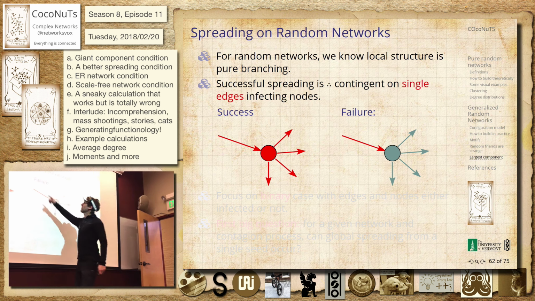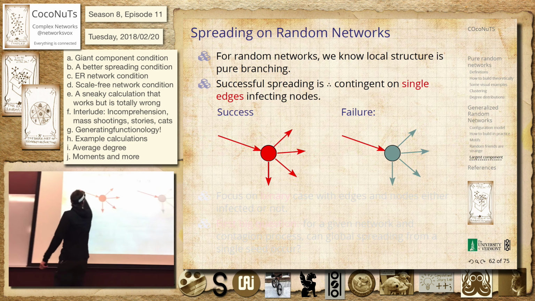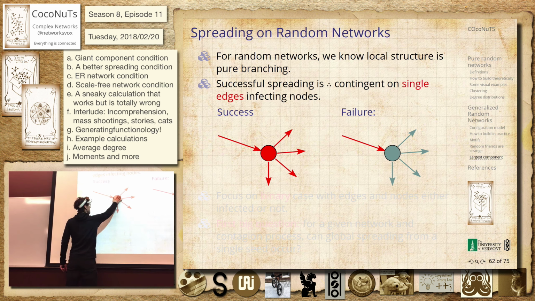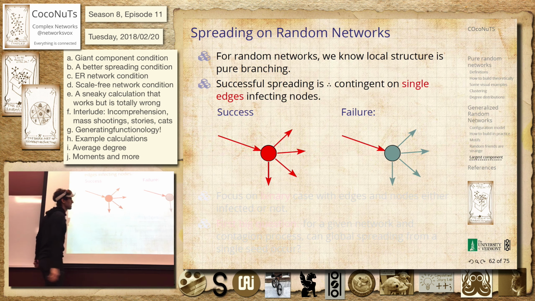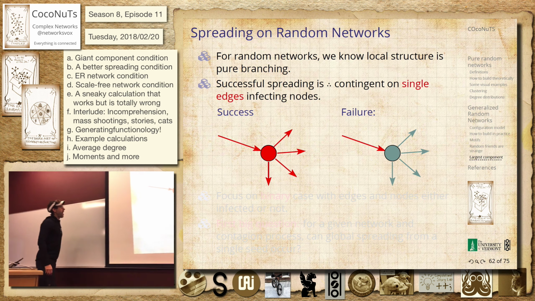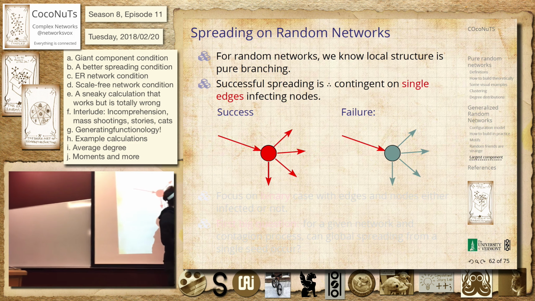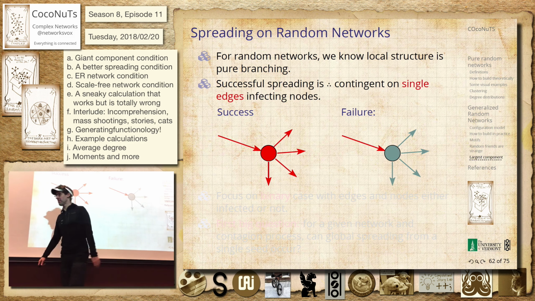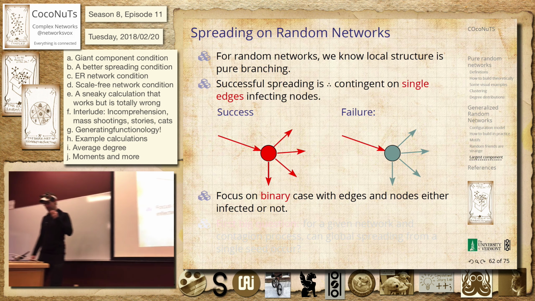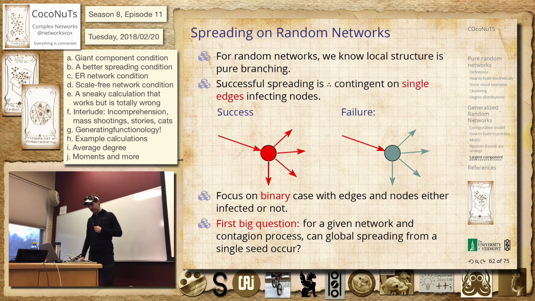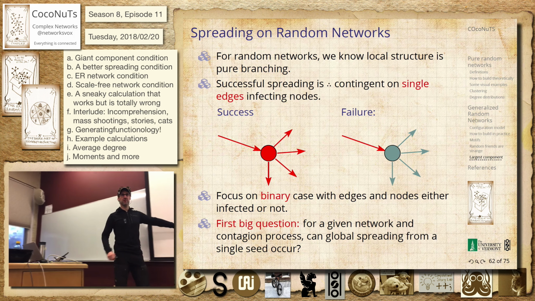So, a very simple thing: if we think about something spreading, and we infect this node, and it has Ebola, or whatever it has, or believes something about a political figure, then it's going to start spouting these things off to its friends. And if it doesn't take, then they're not going to repeat it. So that's a very simple mechanism, and it's a binary case: you're either infected or not. So can global spreading occur from a single seed? This is a very fundamental question. We want to ask this.